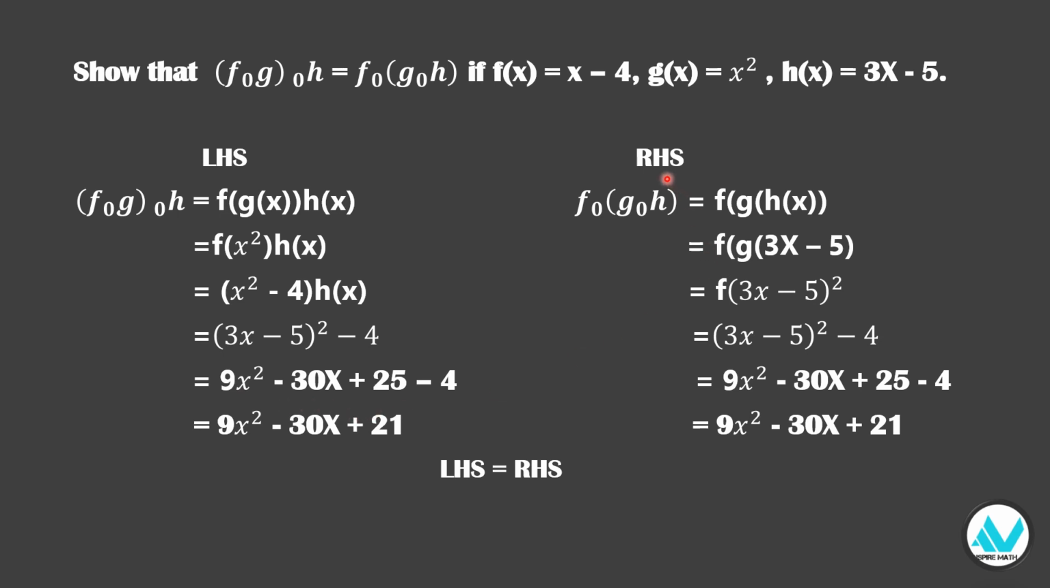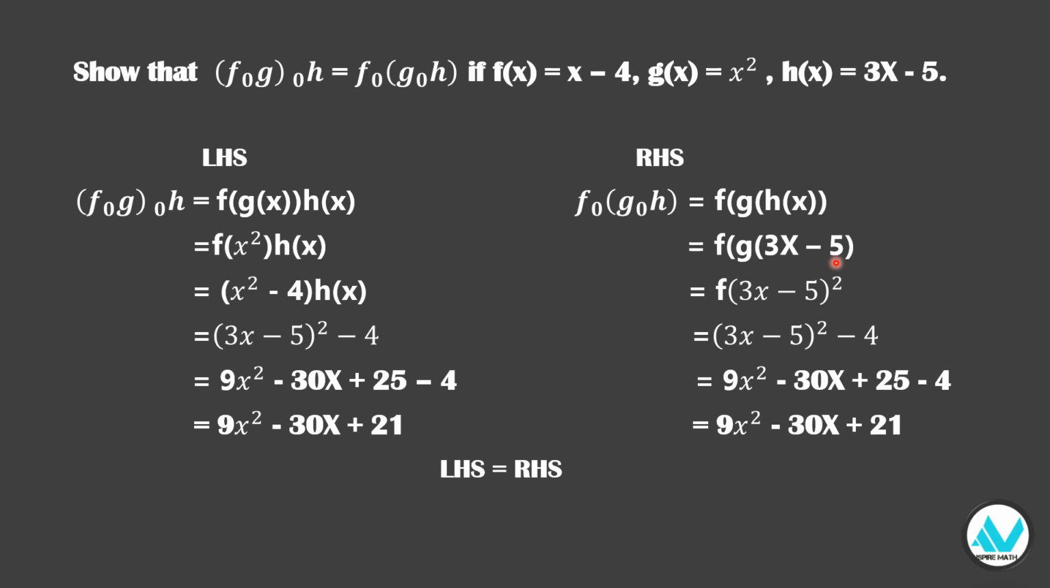It's nothing but f∘(g∘h). Brackets is for g of h. So f of g of h of x. So in place of h of x, I'm going to substitute 3x minus 5. Now f of g of 3x minus 5 is nothing but, we know g of x is x square. So I'm going to put in place of x as 3x minus 5. So f of 3x minus 5 the whole square.